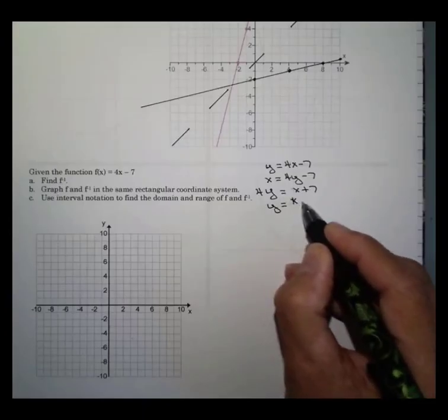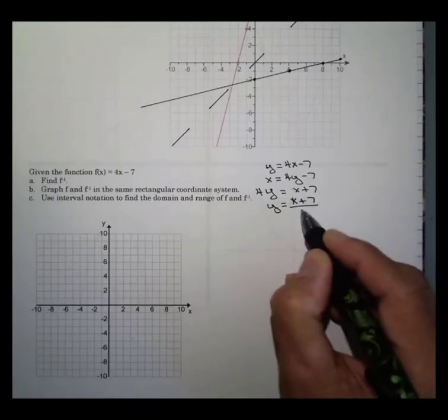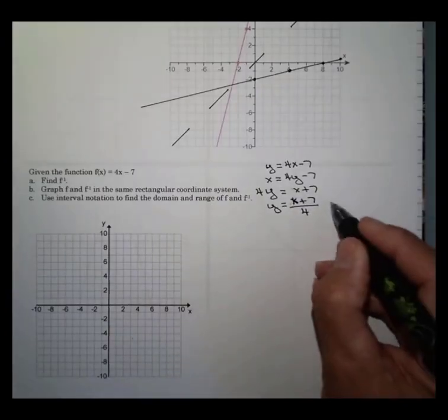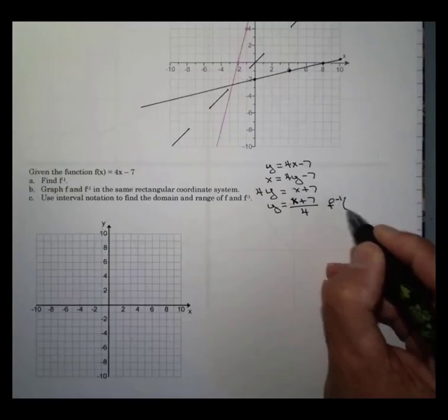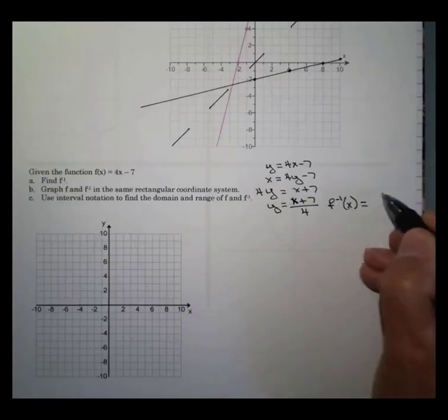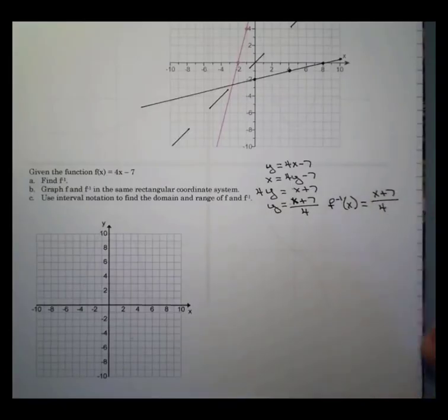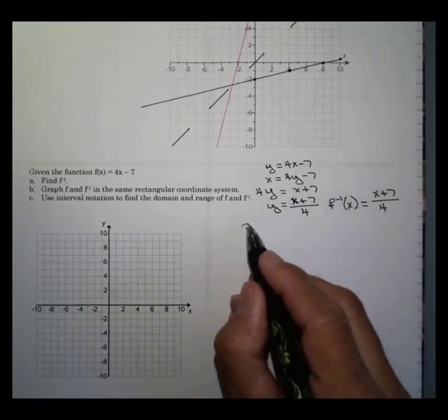Well, how about we do it like this? x plus 7 divided by 4. That'll do fine for what we want to do, okay? So this is going to be my inverse function. f of negative 1 of x, inverse function notation, is going to be x plus 7 divided by 4. All right, here's my proof.